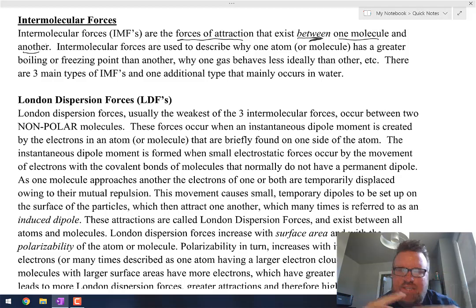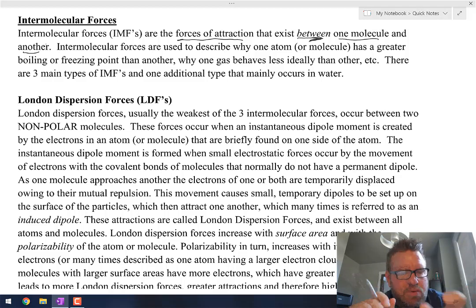Okay? And there's lots of different reasons that we use them. There's three main types. So in this first video, we're going to talk about the first type, and then depending on time, we'll see if we go to the second one or not. So the first type of intermolecular force that you need to be familiar with and know really, really well are what are called London dispersion forces.